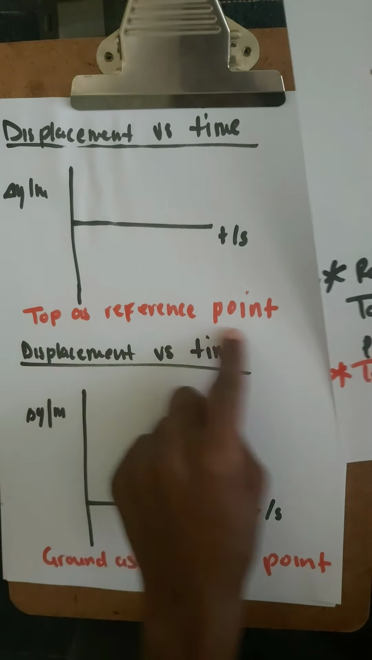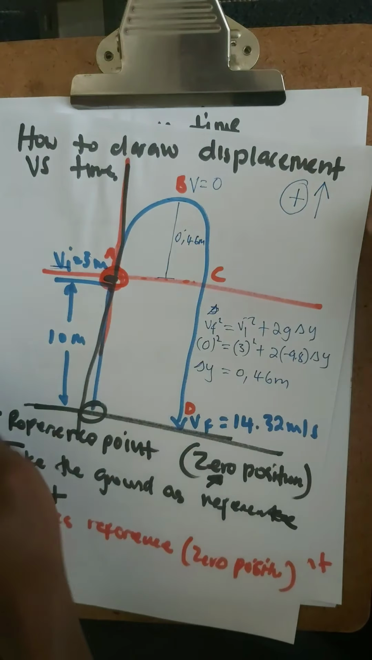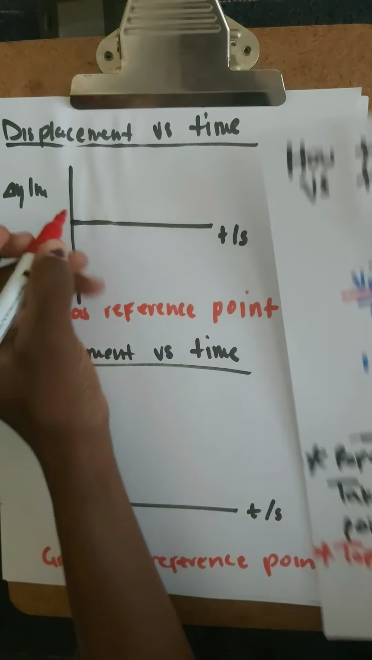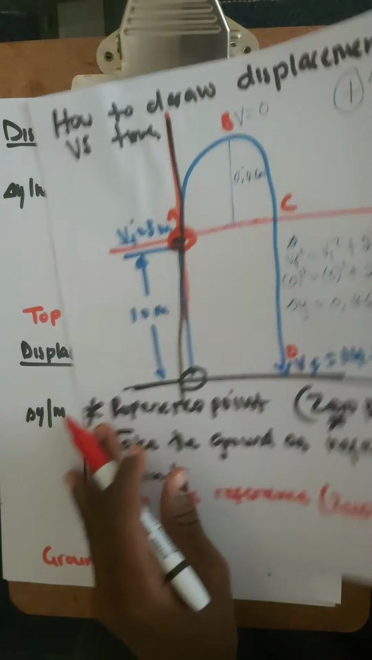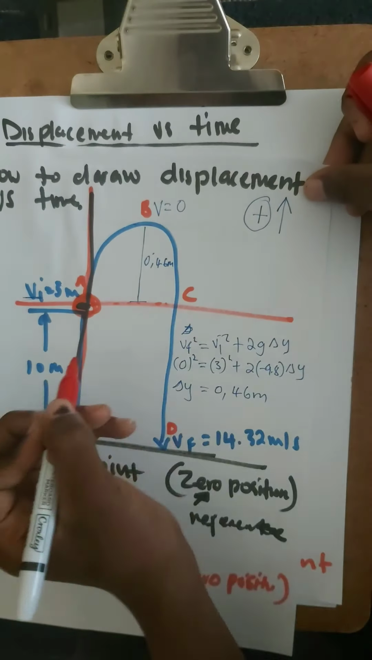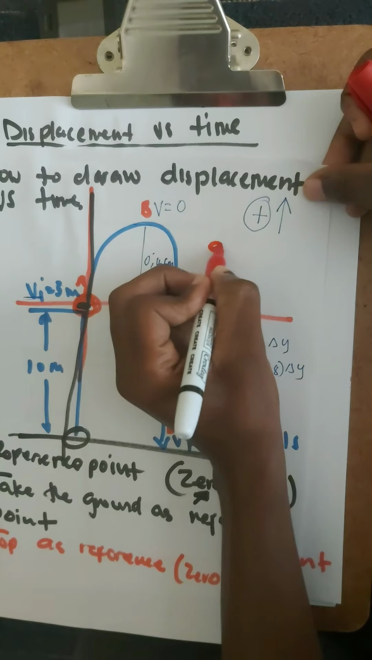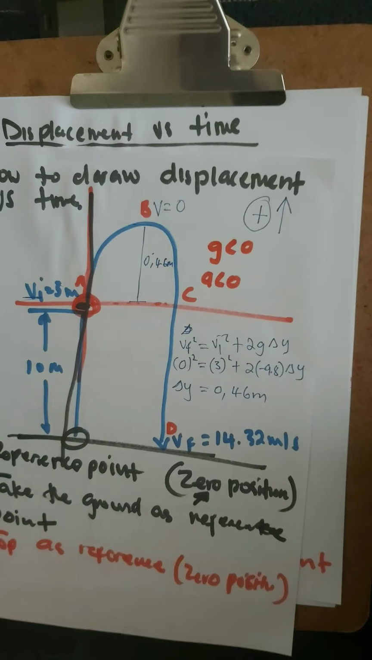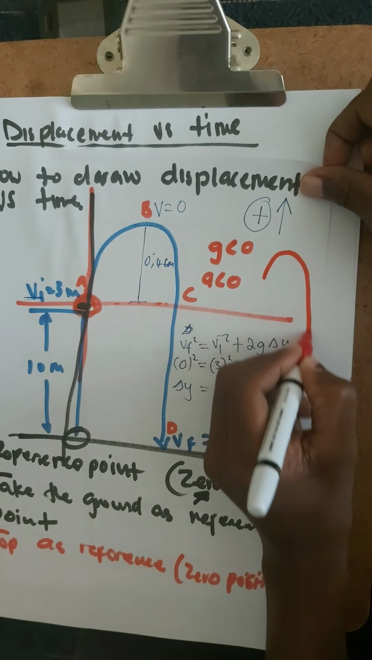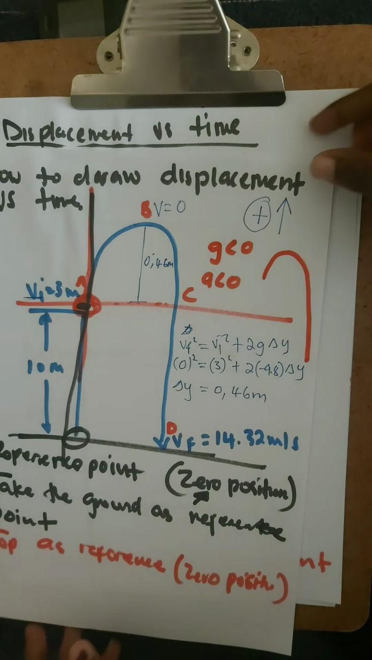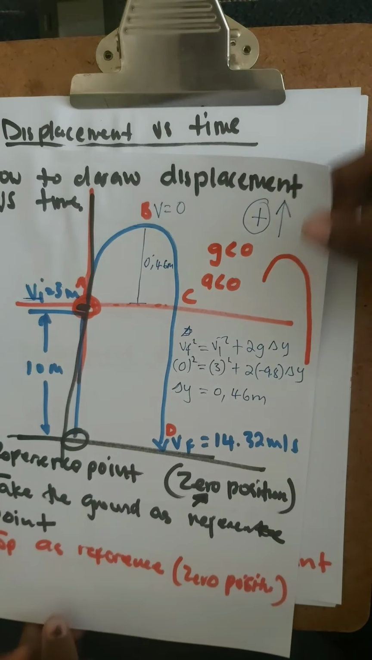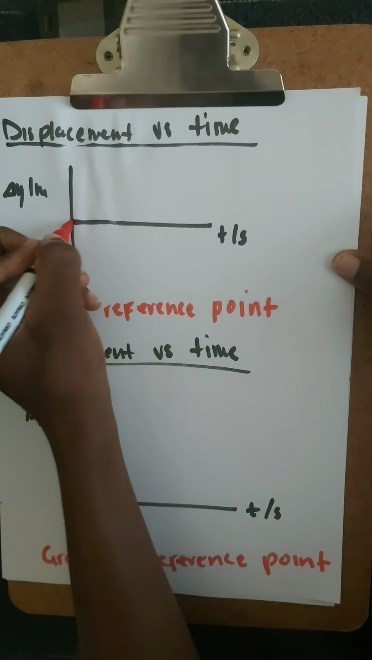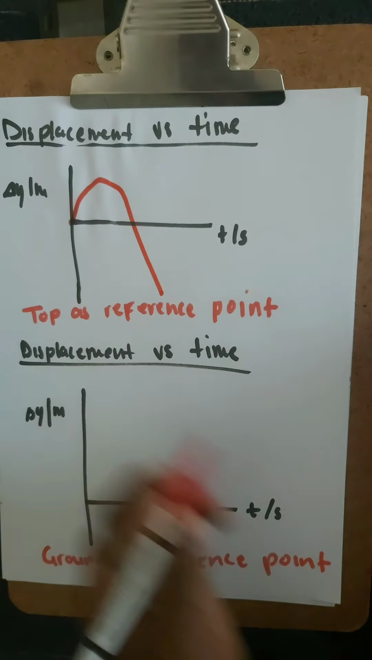So now let's say we take the top as a reference point. So it means now the top here becomes our 0 position. So the top becomes our 0 position, and since we took upwards as positive, the acceleration is going to be negative. If A is negative, the graph will follow this motion. Then you just say 0, then your graph will be like this.